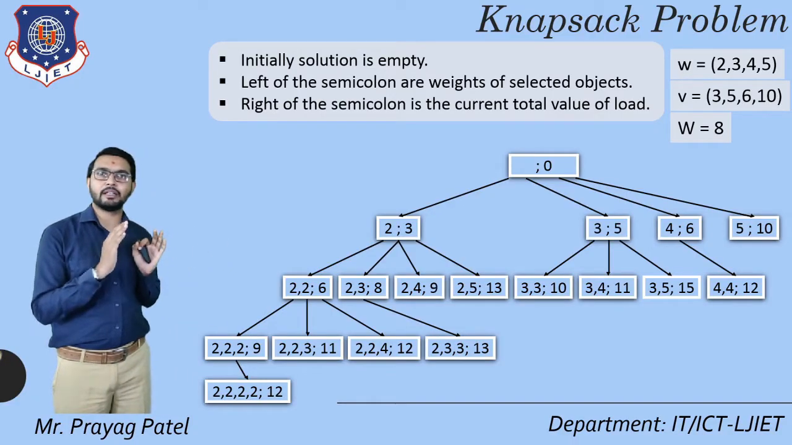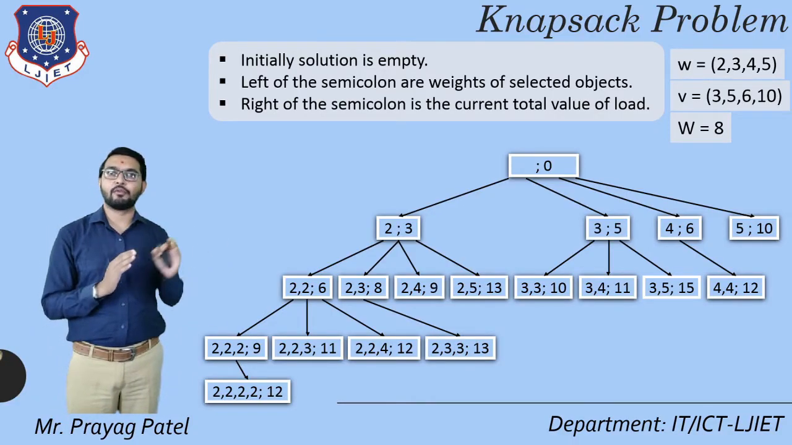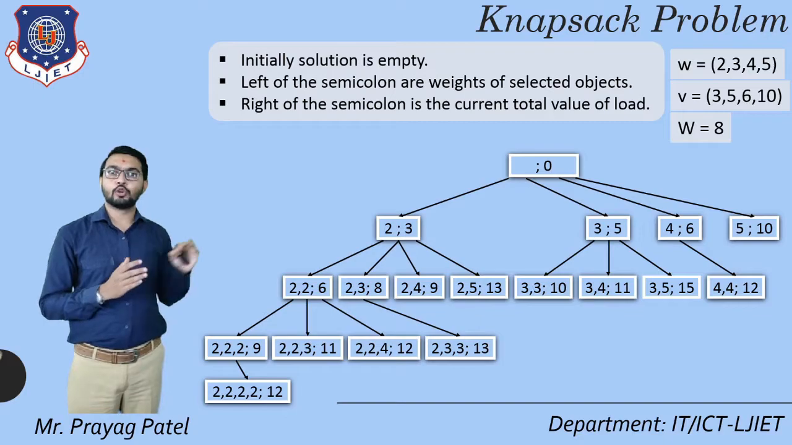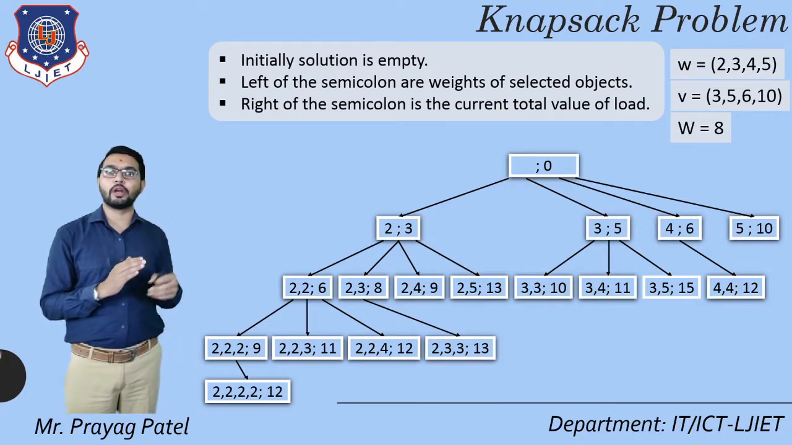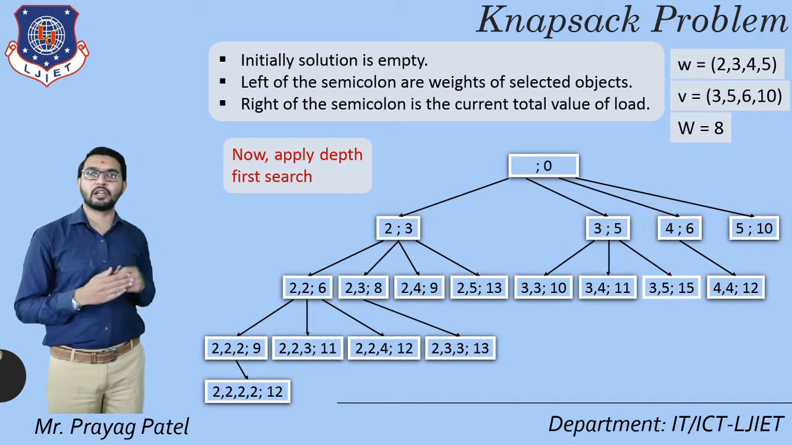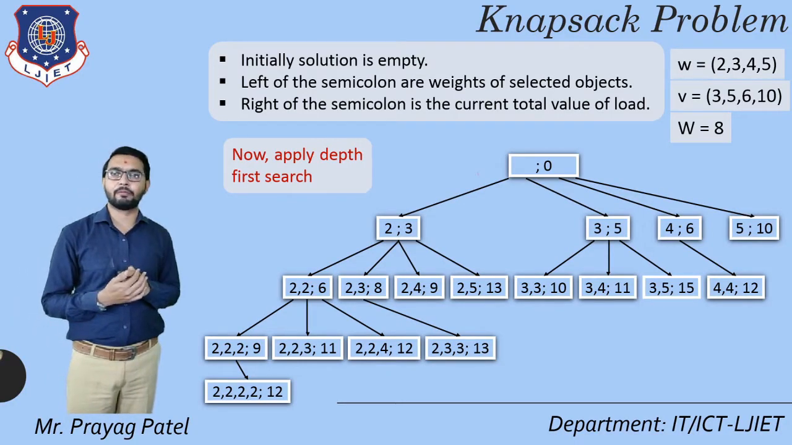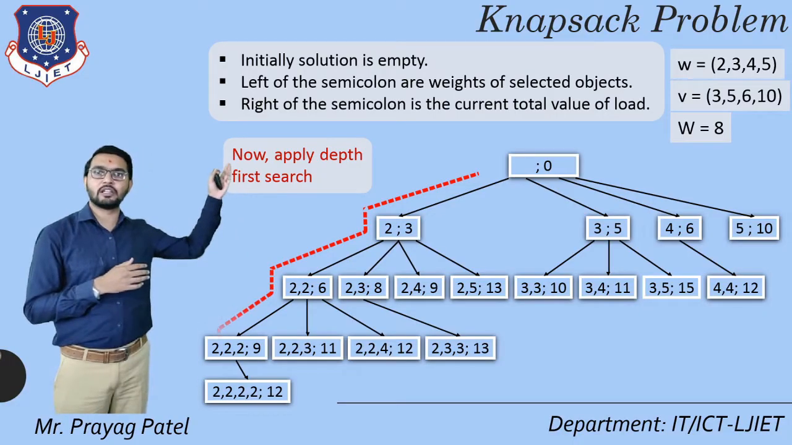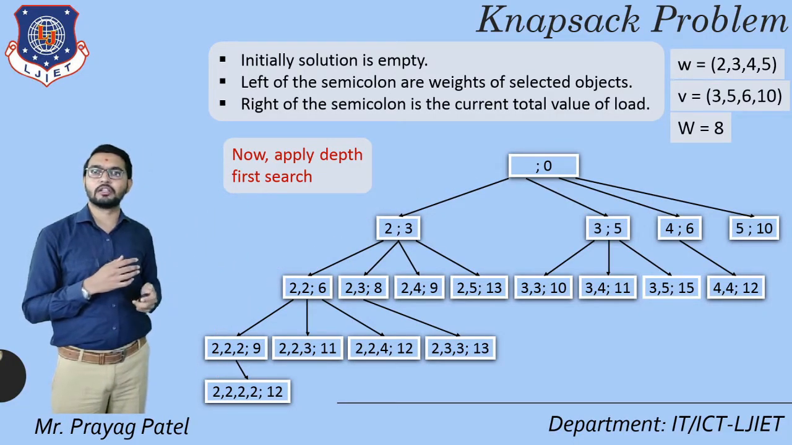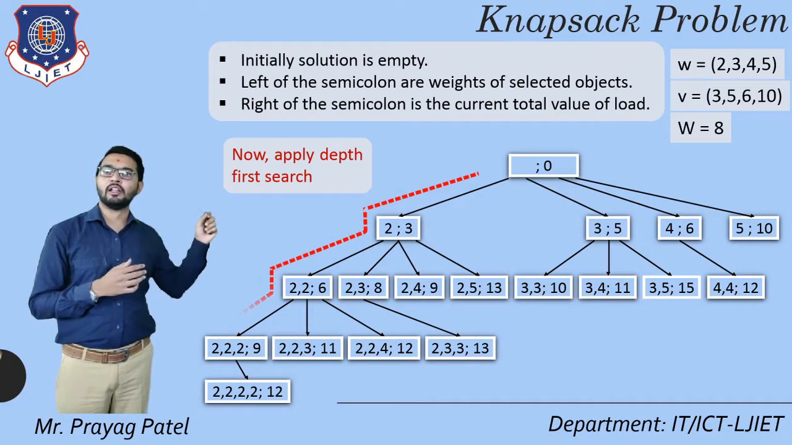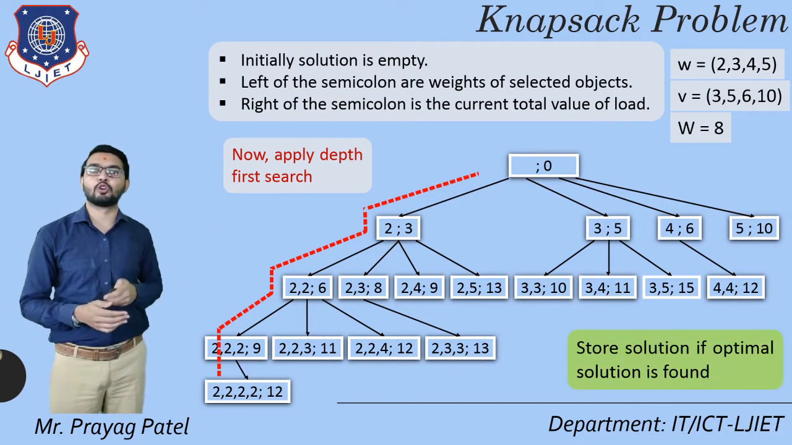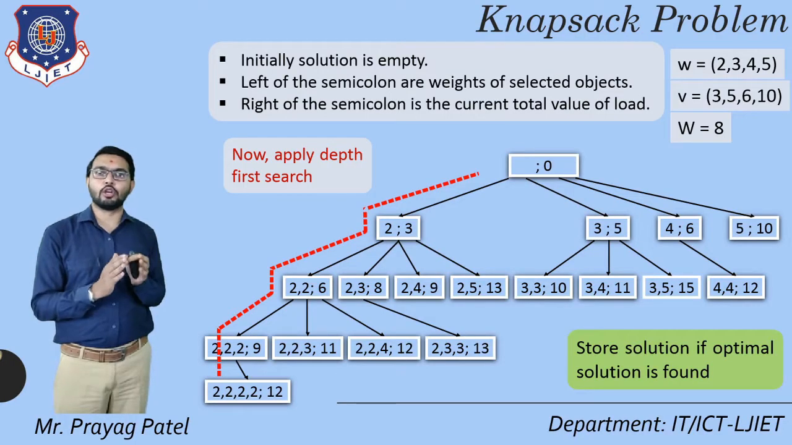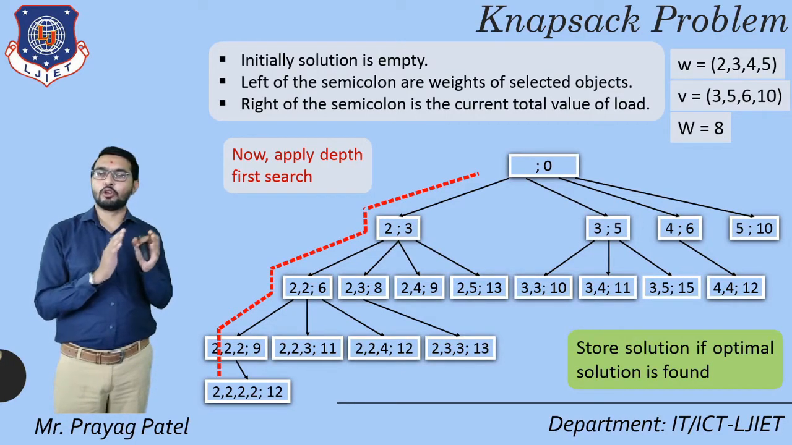So this is a final tree or state space tree for the knapsack problem. So in this case we move in your state space tree according to DFS sequence. So now apply the depth first search. Then here consider the path like this. So here consider red shaded line is your path. So this is your first path. In first path we find the one solution. So store this solution if optimal solution is found.